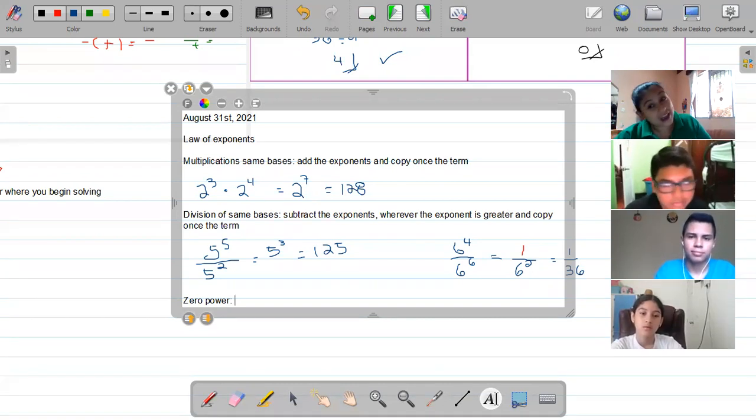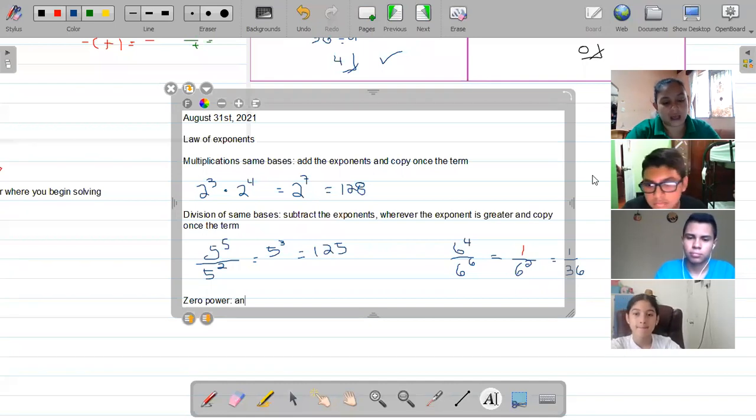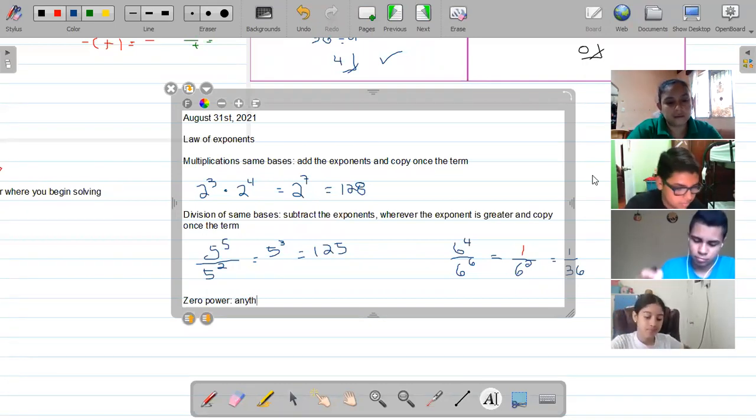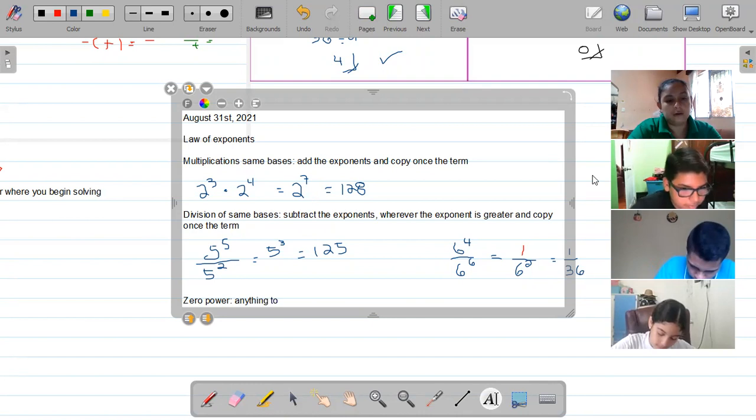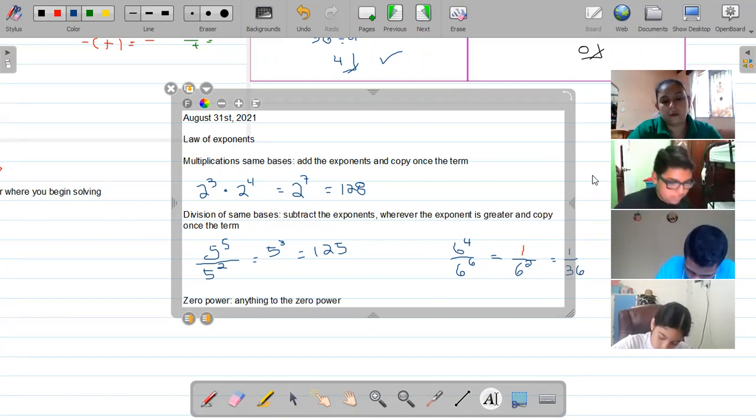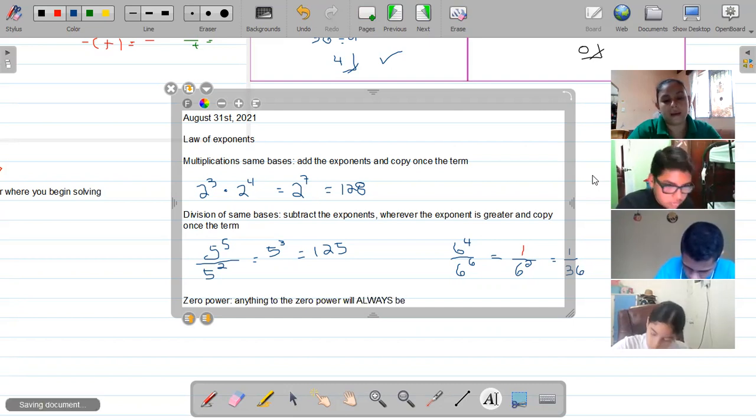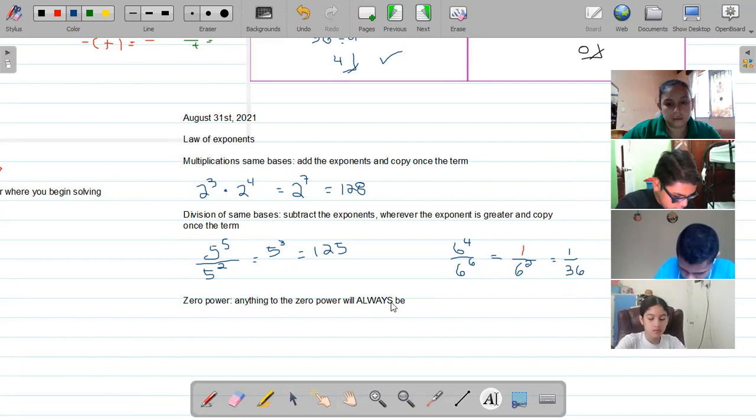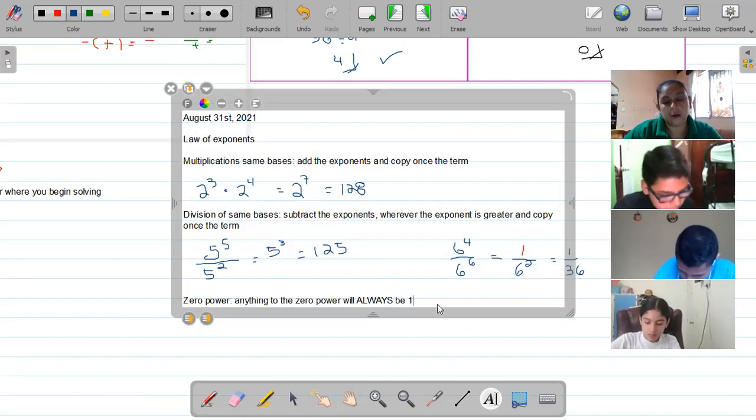Anything to the 0 power will always be 1. So that's what we're going to say. Anything to the 0 power will always be 1.